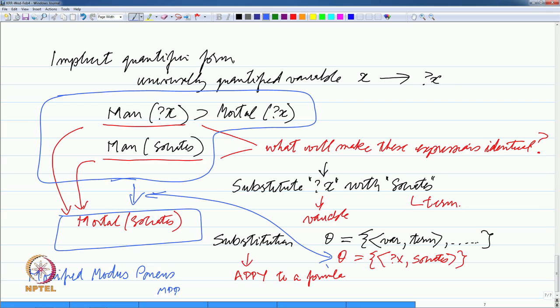So, I will stop here. We will formalize this notion in the next class, and we will also look at the algorithm which is needed for making these expressions identical, and this algorithm is called the unification algorithm, which we will study in the next class. Okay, we will stop here.